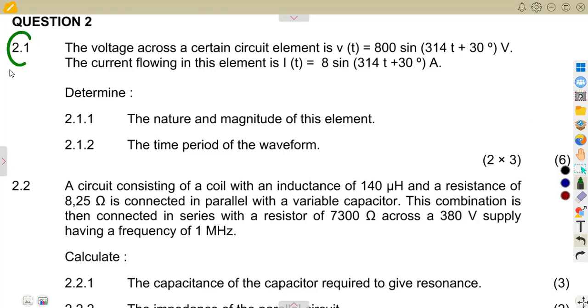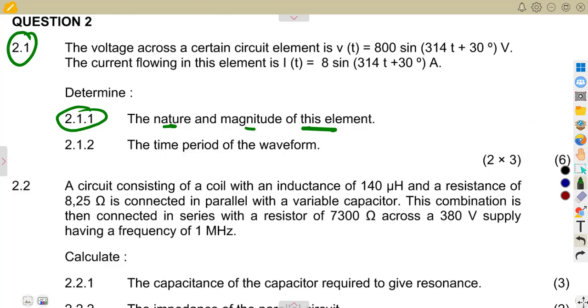So this is question 2.1, the first part that we have, where we are given the voltage across a certain circuit element. There's an element that you have there, and we are given the voltage across and also the current in this element. Determine 2.1.1, the nature and the magnitude of this element. The nature of the element.